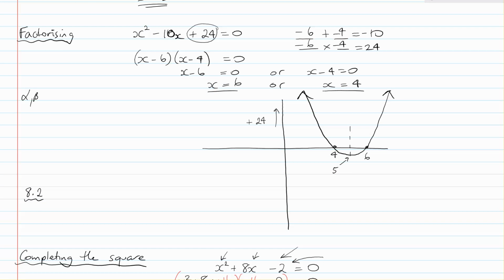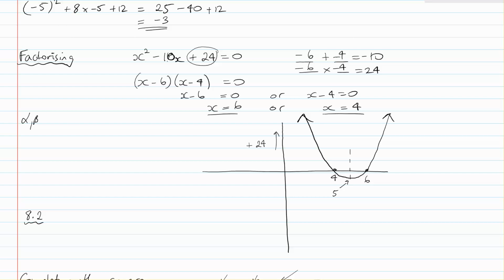I'll do one more of our examples of factorising. x squared minus 10x plus 24.